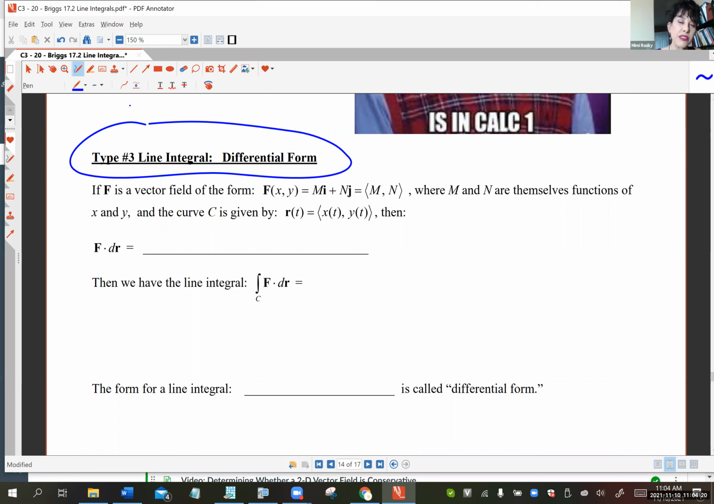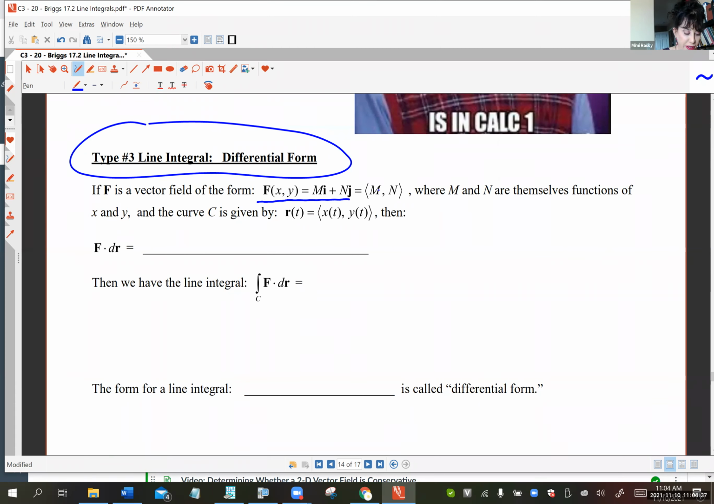And it turns out it looks different because somebody already did the dot product for you. So it's a type 2 where somebody did some work for you already. And they call this differential form. So let's look at sort of why it came from the type 2, okay?